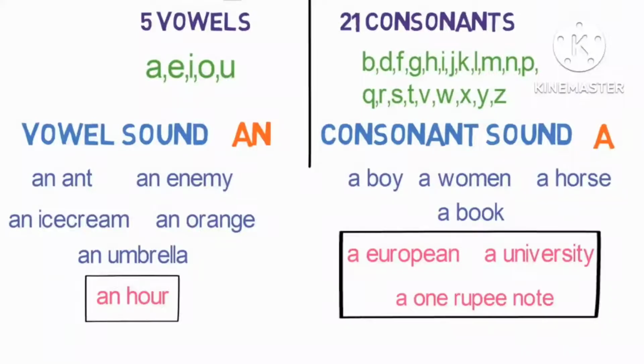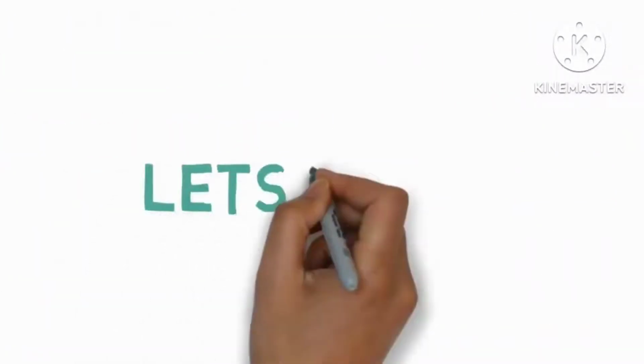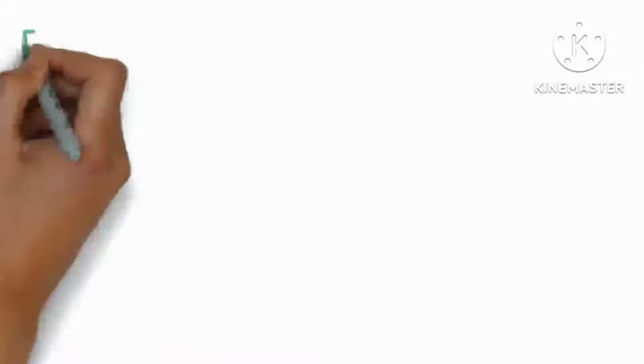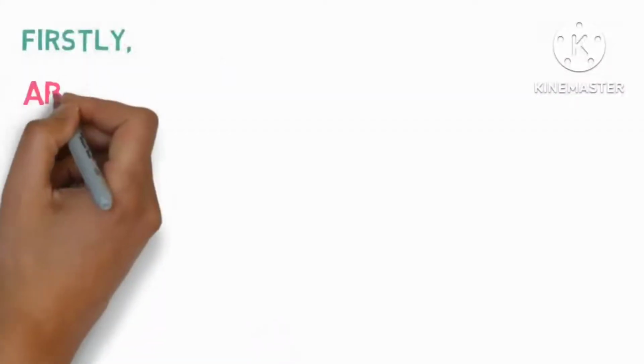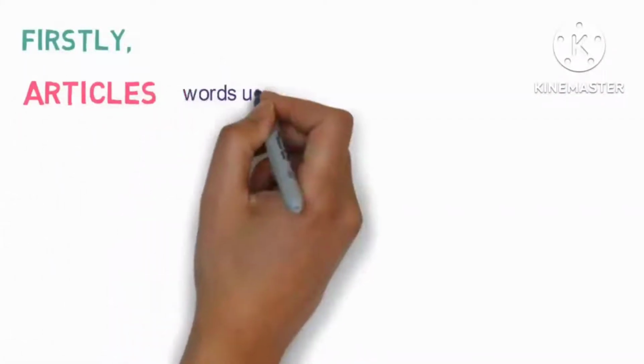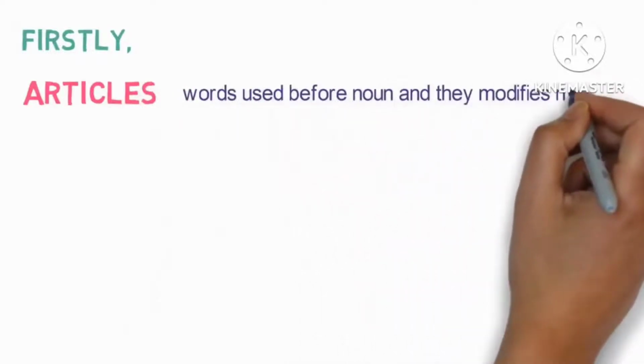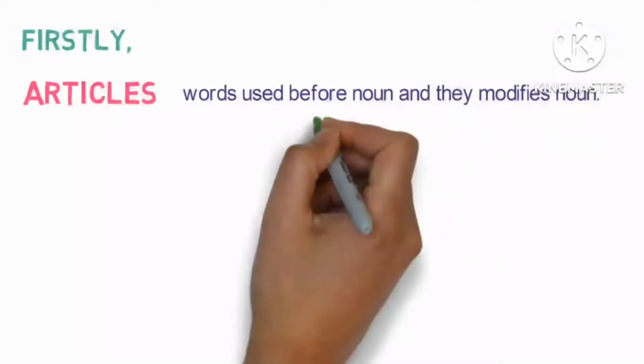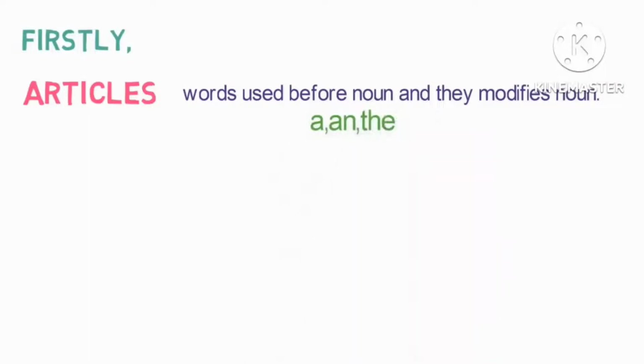That's pretty much it about articles in this video. Let's quickly revise what we learned in this lesson. Firstly, we understood what exactly articles are. Articles are words used before nouns and they modify nouns. There are three articles in English: a, an and the.